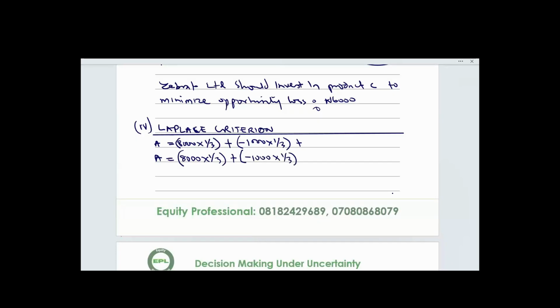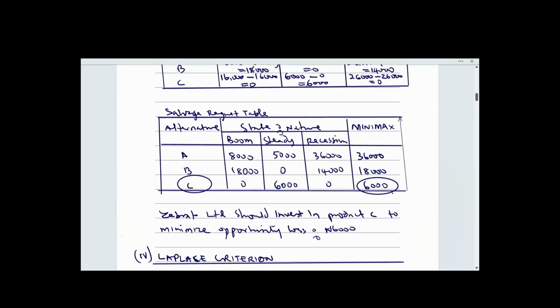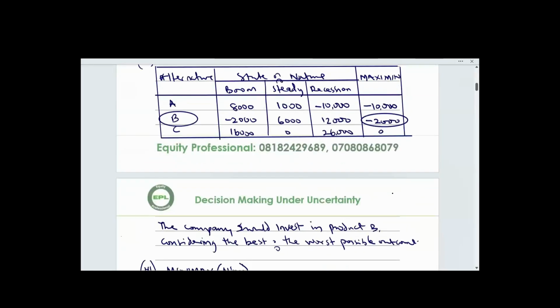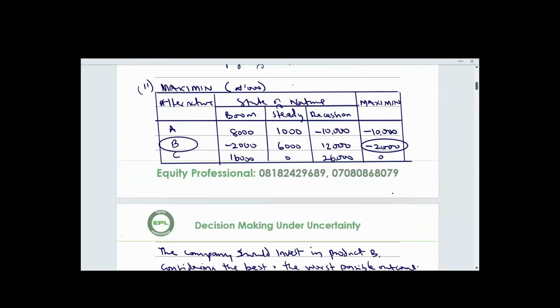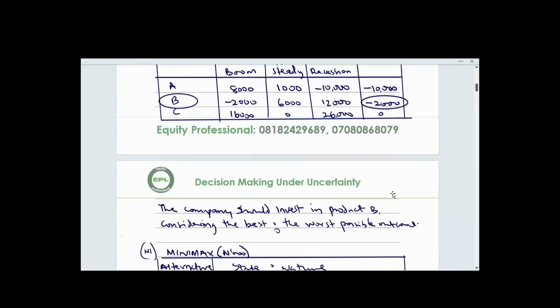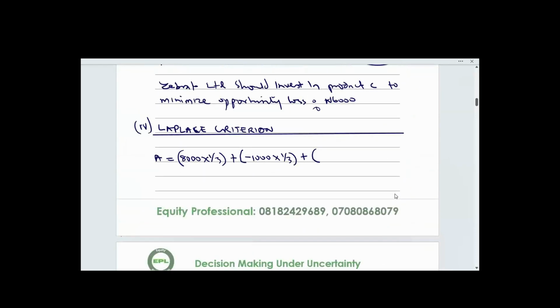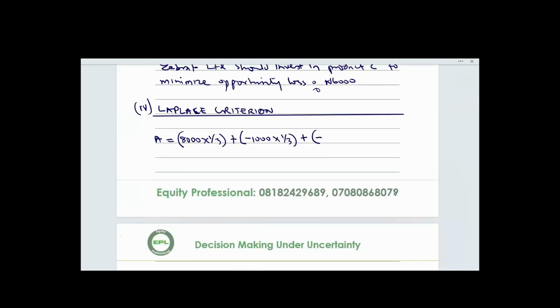Somebody is sending chats. I will check. Just give me a few minutes. Plus, under the recession state of nature in the payoff table, we have minus 10,000. So here would be minus 10,000 multiplied by 1/3, probability of 1/3. I will get my answer.